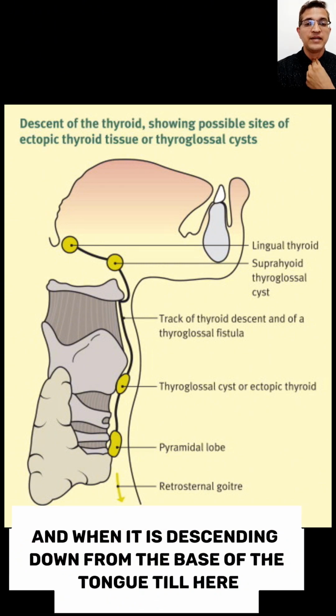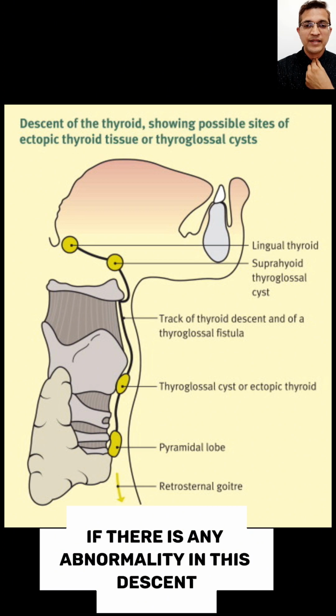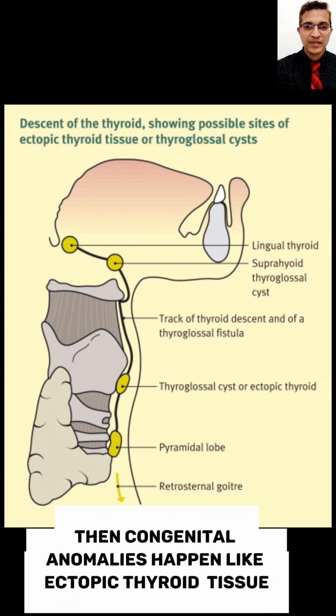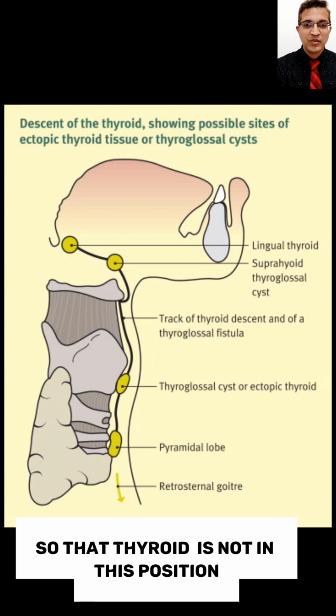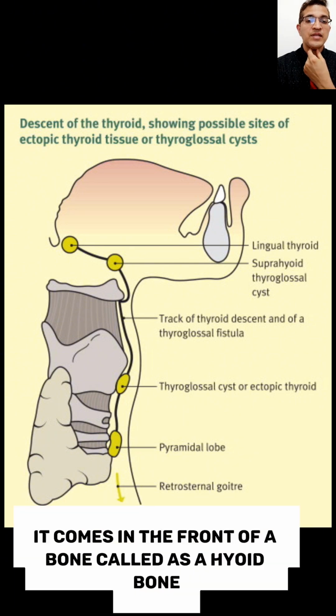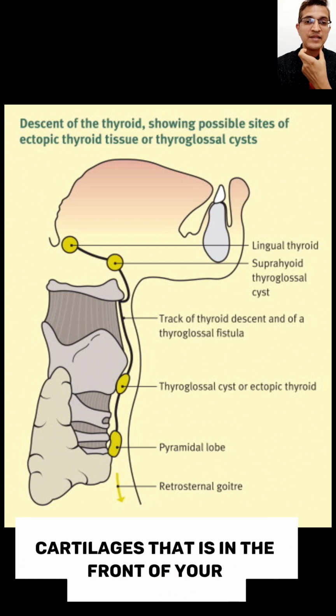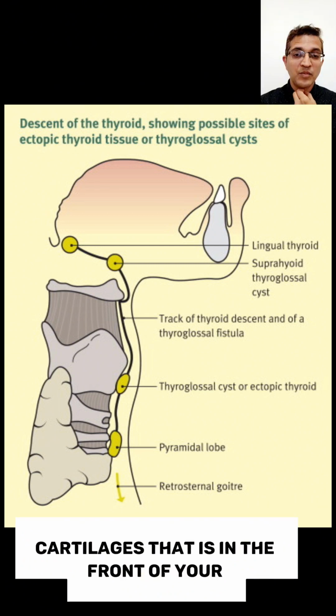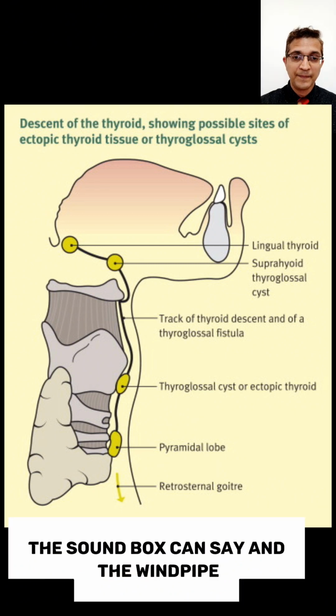Now when the thyroid gland is forming and descending down from the base of the tongue till here, if there is any abnormality in this descent, then congenital anomalies happen, like ectopic thyroid tissue. So the thyroid is not in this position, but may be somewhere between the base of the tongue till this line. It comes in the front of a bone called the hyoid bone and your laryngeal cartilages, that is in the front of your sound box you can say, and the windpipe.